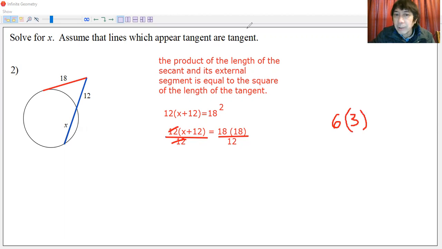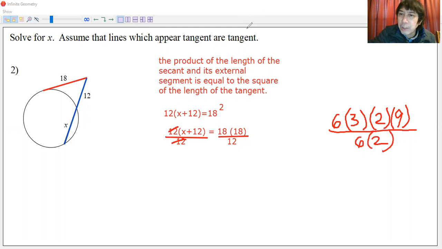Times the other 18, which is 2 times 9. Okay, 6 times 3 is 18. 2 times 9 is 18, divided by 12, which is 6 times 2. That's also 12. And you can see the numbers, you can cancel that out, and the only remaining numbers are 3 and 9. That means 27.